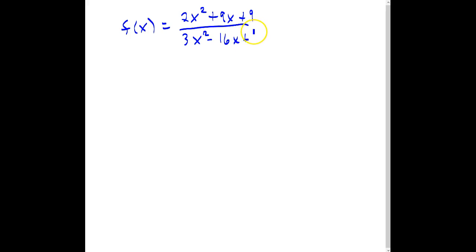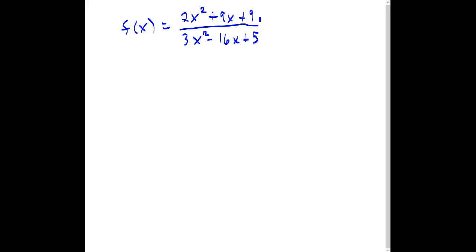Okay, let's look at a function. And it is f of x equals 2x squared plus 9x plus 9 over 3x squared plus 16x. I'm sorry, that's a minus 16x plus 5. Okay, so there's our function.